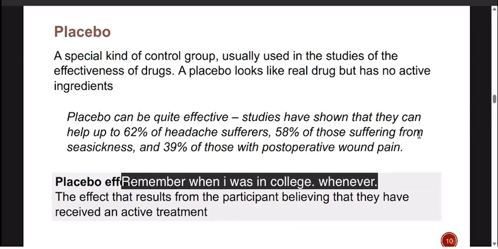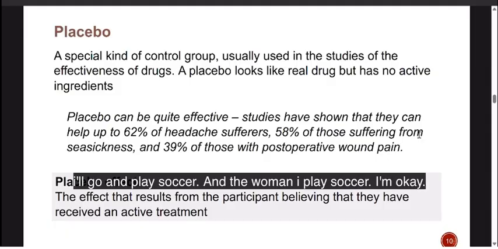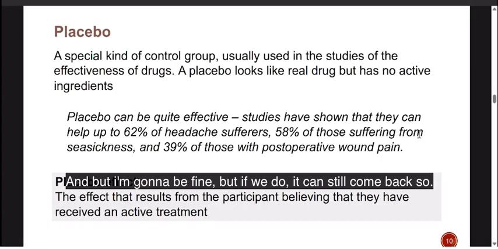I remember when I was in college, whenever I had a pain, I'd just go and play soccer, and the moment I played soccer, I was okay. I didn't use any drug at all. I didn't take any medicine, but I was fine. But even so, the pain can still come back.